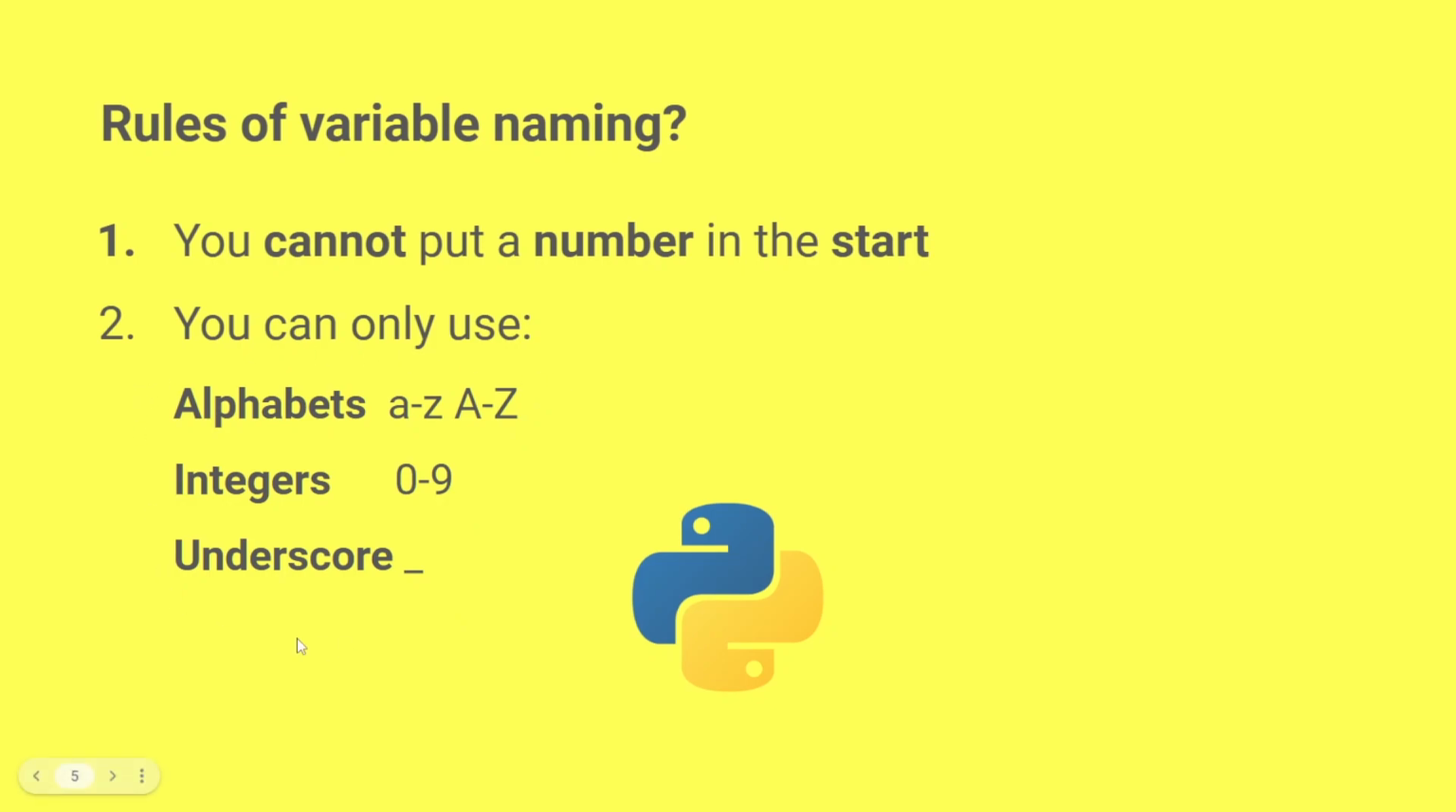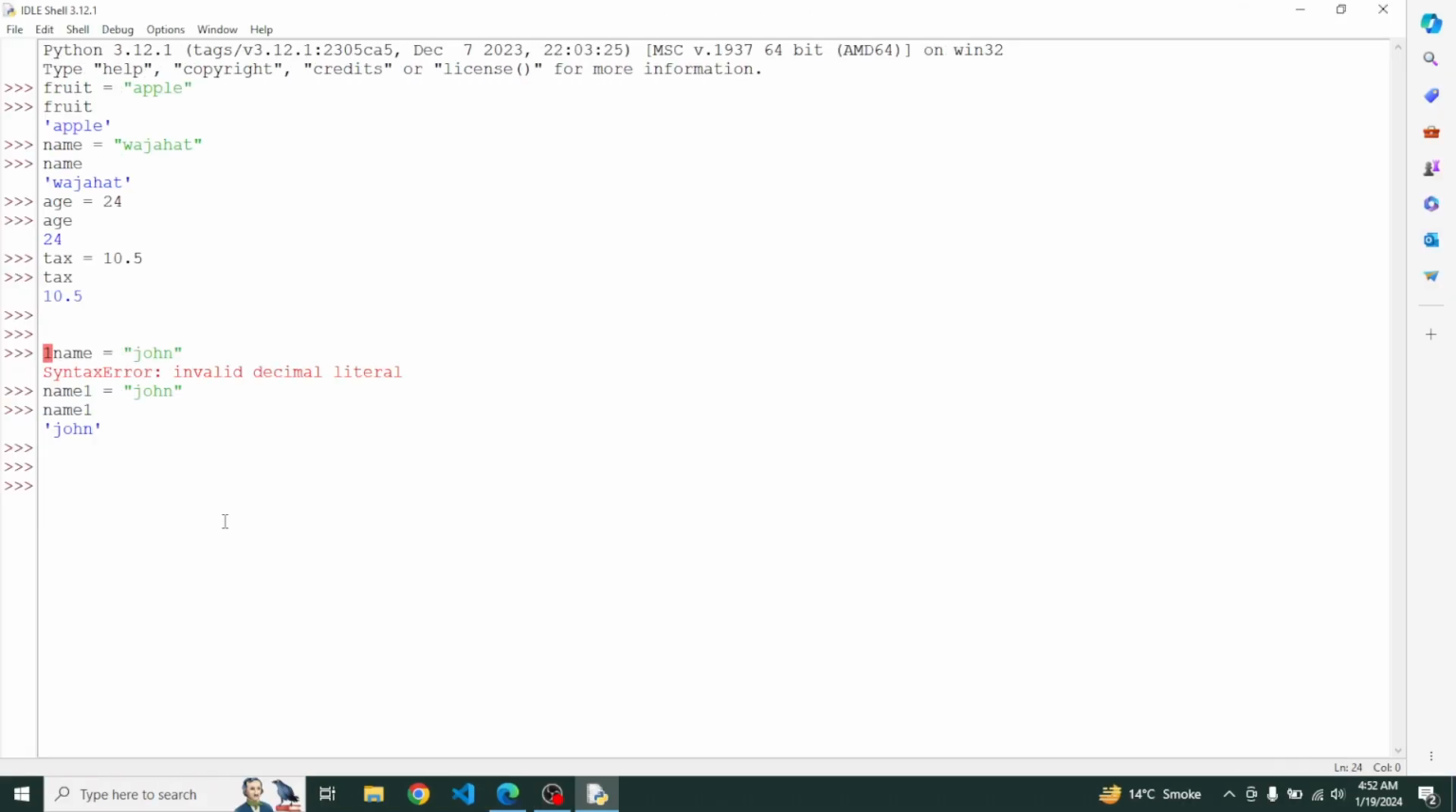So whenever you are creating variables, you have to keep these two rules in your mind. The first one is you cannot put a number in the start, and the second is you can only use these characters: alphabets, integers, and underscore. Now to confirm this second rule, if I write percentage equal 10.5 and I hit enter, it works, no errors. This is my variable name, equal sign, and then this is my float that I'm saving inside the percentage variable.